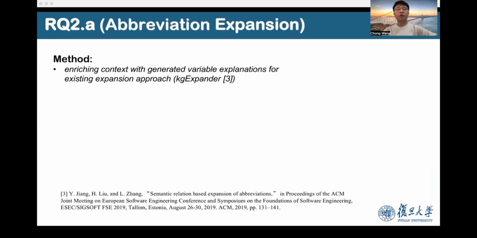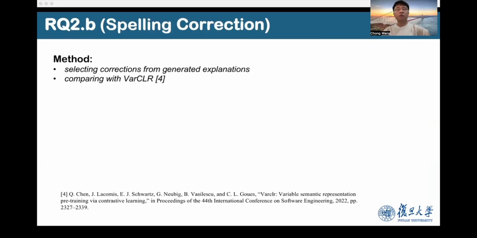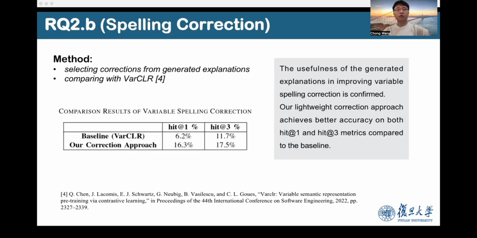In RQ2A, we try to enrich the code context with the generated variable explanations for a SOTA abbreviation expansion approach. The results show that after enrichment, the expansion approach achieves better performance. In RQ2B, we implement a lightweight spelling correction approach by selecting candidate corrections from the generated explanations. The results show that the approach achieves much better performance than the baseline VarCLR.